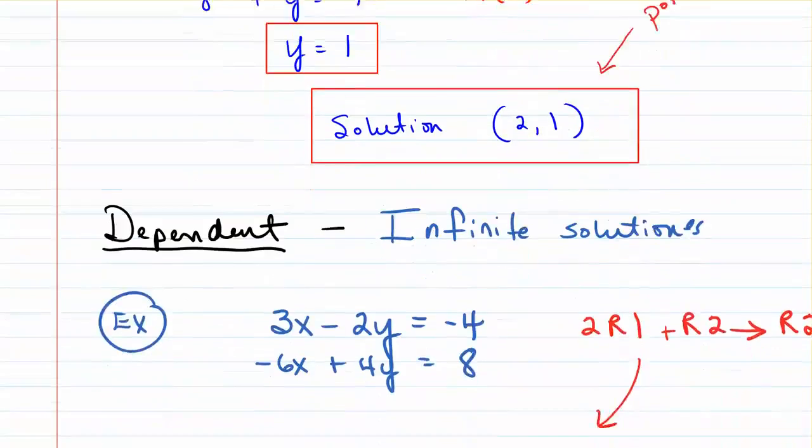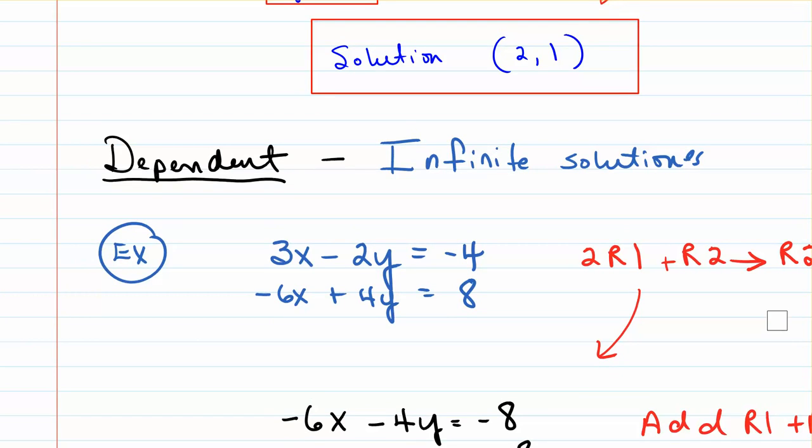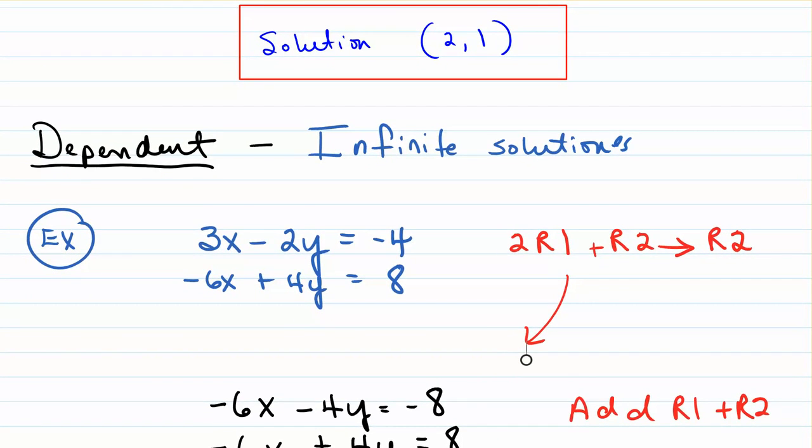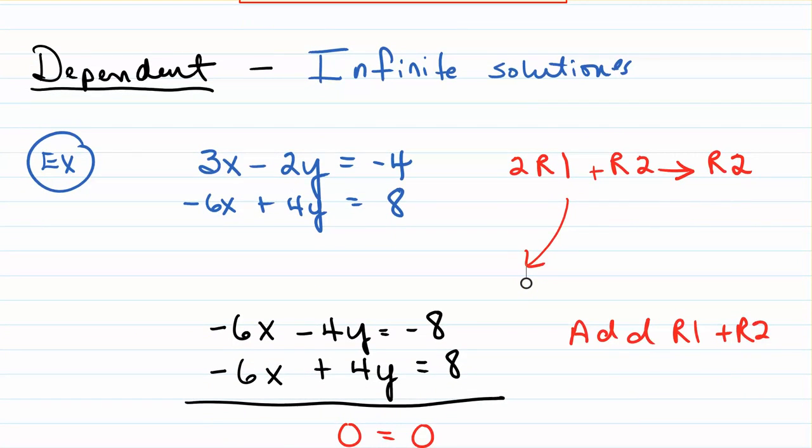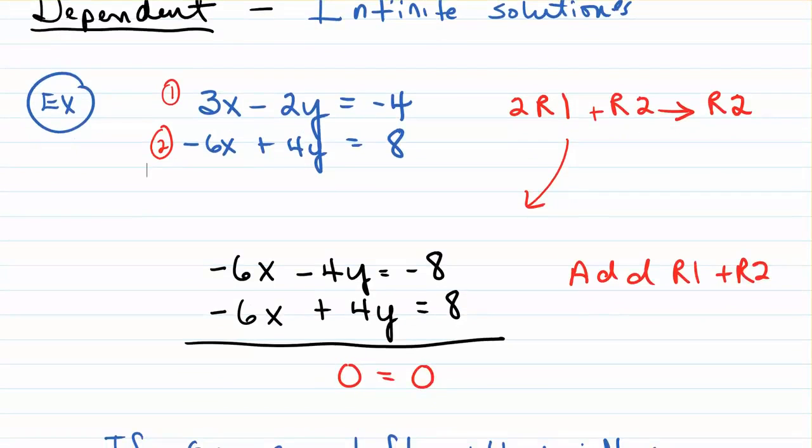All right, let's look at a dependent one. And let me move this over. Dependent, remember, is going to be infinite solutions. So here's our two equations, and I will mark those 1 and 2. If I do 2 of row 1 plus R2, I get a new R2. Why would I want to do that? Over here, if we notice, I have a positive 3 and a negative 6. I could eliminate x if this were a positive 6.